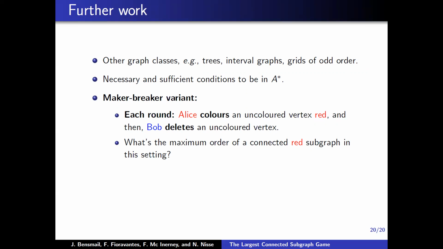And so essentially, this is quite important because in some graphs in the original game, Bob doesn't have any interest in making a big connected blue subgraph. He just wants to make sure Alice doesn't make a big connected red subgraph. And so if we understood the maker-breaker variant, then we'd understand better the maker-maker variant, the original game. And that's it.